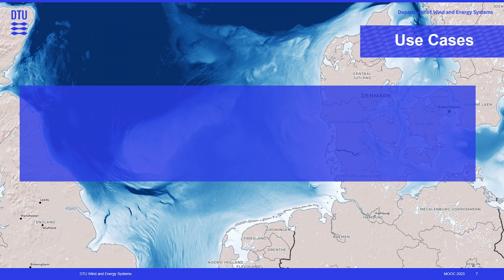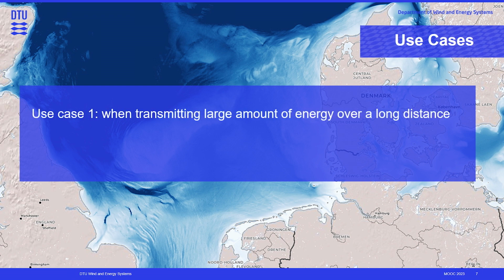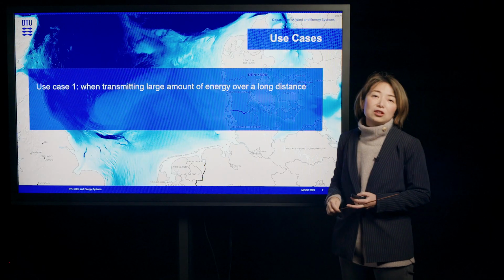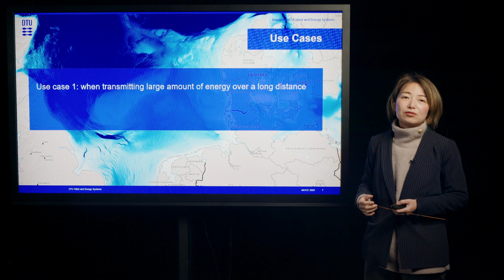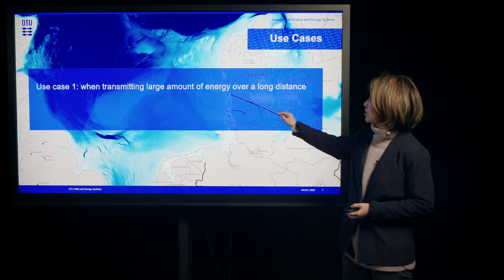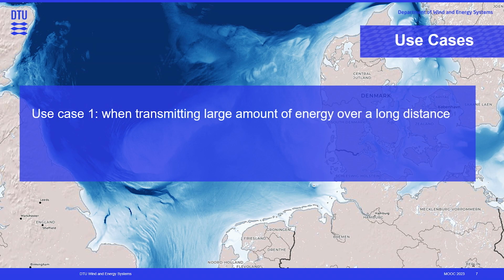There are many use cases of HVDC, but in principle, they can all be categorized into two categories. The first one is when you transmit a large amount of energy over a long distance, also called point-to-point transmission. You can have point-to-point transmission on land, in a large country like Brazil, the US, or China, where the power plant is quite far from the load center. Or you can have a large offshore wind farm that is very far from the shore. In this case, it's also a point-to-point large energy transmission.